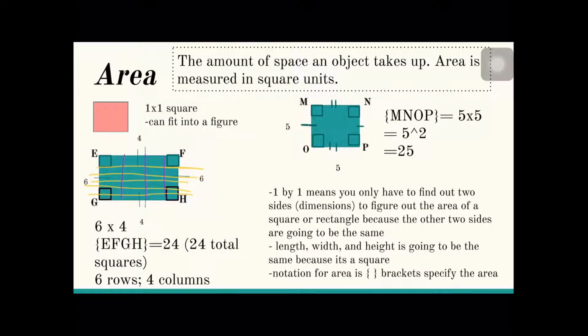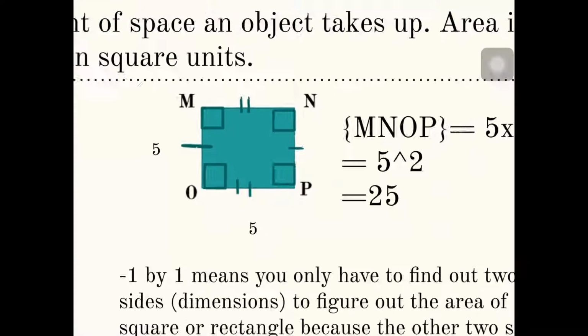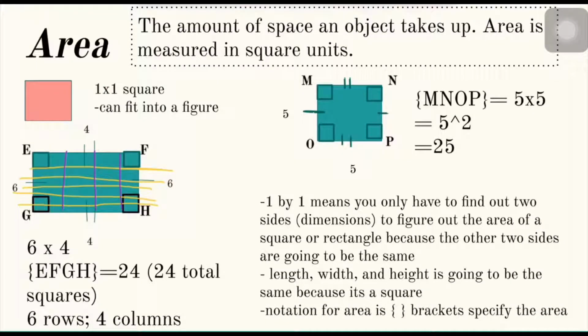On our right, we have a square. Length and width are going to be the same because it's a square. Here we are given 5 and 5, so that means all sides are 5, 5, 5, 5. We use the notation bracket MNOP equals 5 times 5, which is 5 squared. 5 squared is 5 times 5, which equals 25. And that's how you find area.